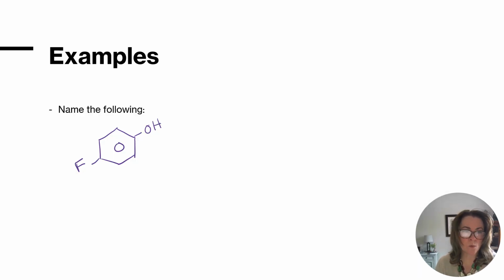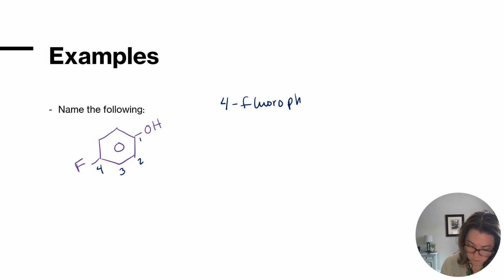All right, so I just want to do one more example. So again, I've got a phenol. I've got that OH on the benzene ring. Important to number this, right? So OH always gets the lowest locant value. So that means that my fluorine is on carbon number 4. So this is going to give me a 4-fluorophenol.